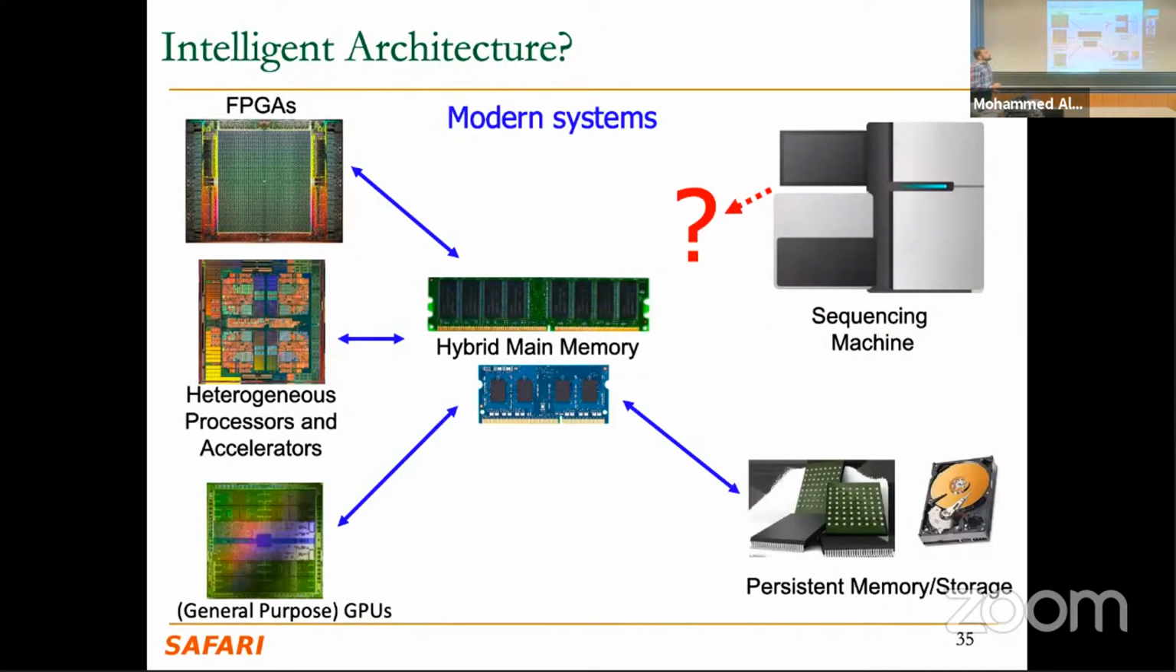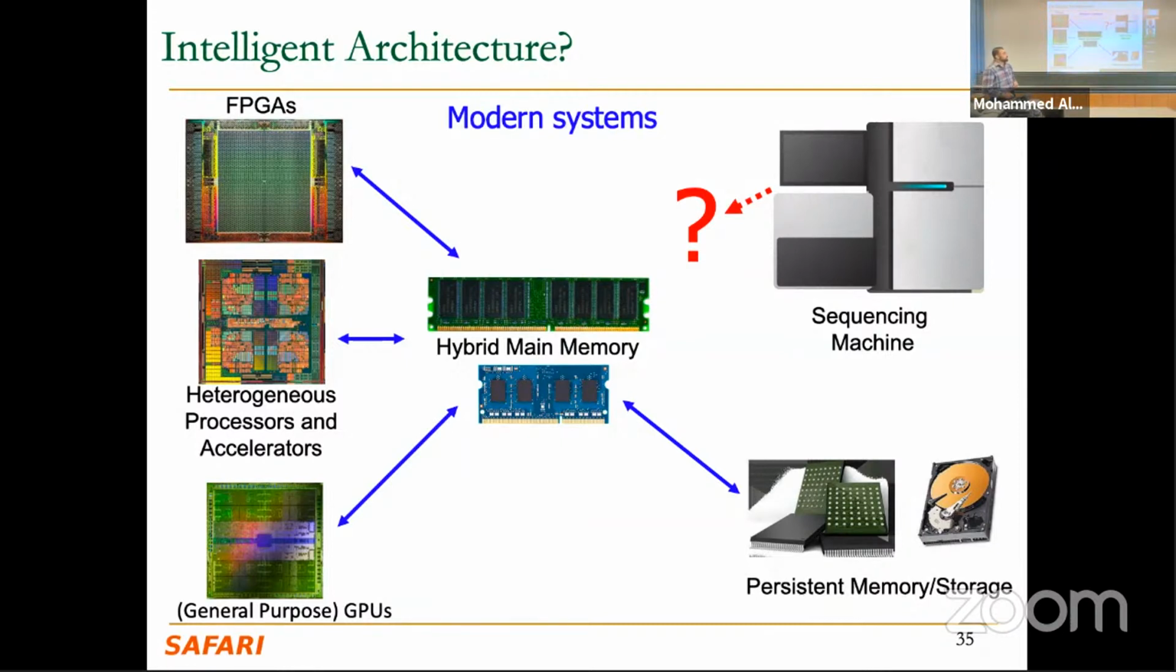Okay, so when we talk also about intelligent architecture, think about the sequencing machine. This is the machine that is going to read your DNA. It outputs a huge amount of data. We cannot call it big data anymore. It's really bigger data, a huge amount of data. And we don't know where to process it. Should we use FPGAs, GPUs, CPUs, or a new architecture that we are not aware of?